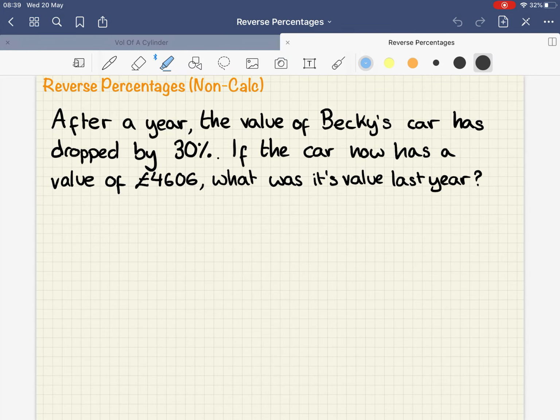Okay, so in this video we're going to be looking at reverse percentages, specifically some non-calculator questions. This is because this topic has appeared in the non-calculator paper on a number of occasions, so that's why we're going to go over it.